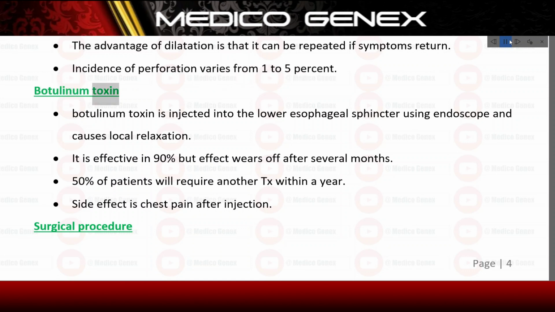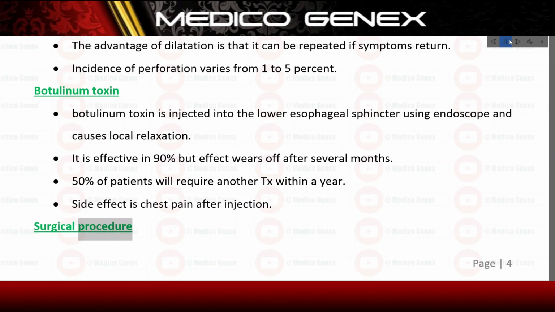Botulinum toxin. Botulinum toxin is injected into the lower esophageal sphincter using endoscope and causes local relaxation. It is effective in 90% but effect wears off after several months. 50% of patients will require another treatment within a year. Side effect is chest pain after injection.